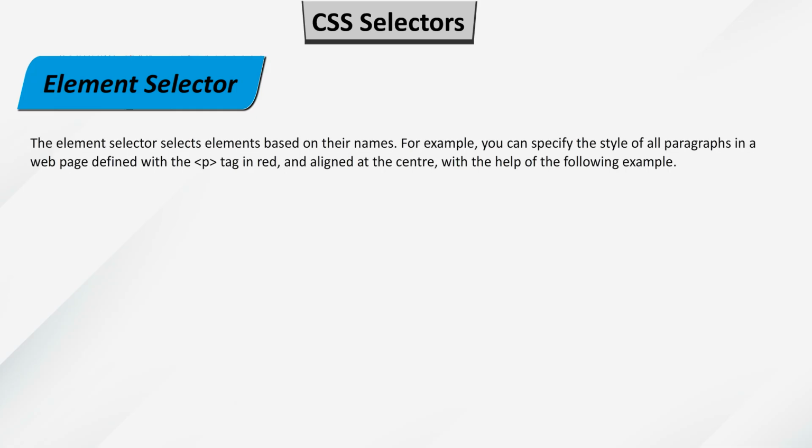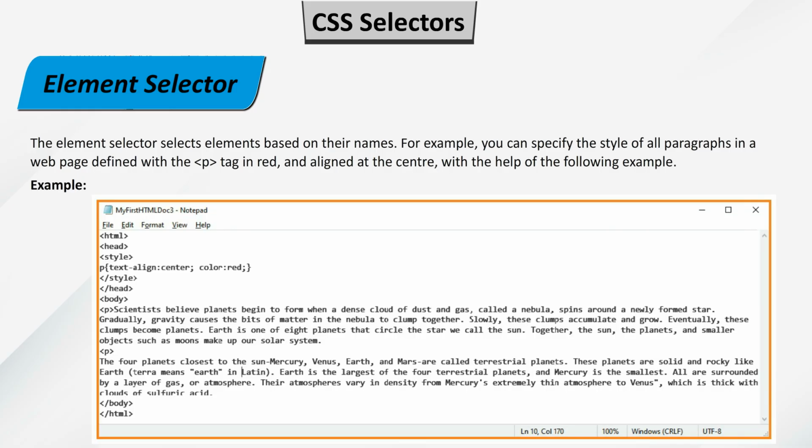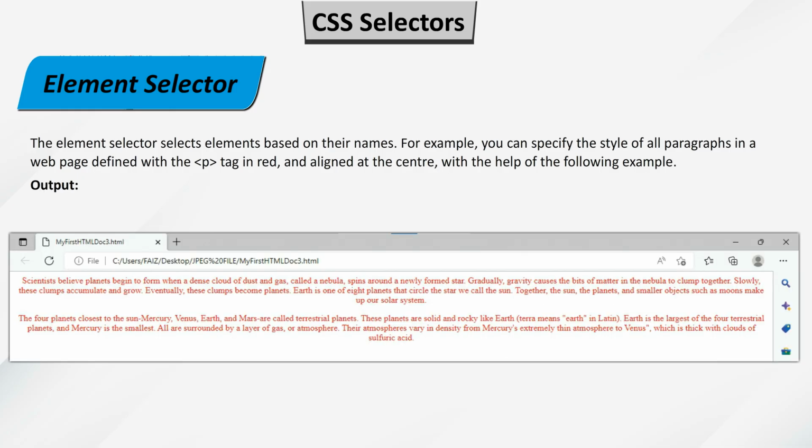Element selector. The element selector selects elements based on their names. For example, you can specify the style of all paragraphs in a web page defined with the <p> tag in red and aligned at the center with the help of the following example. Example: output.